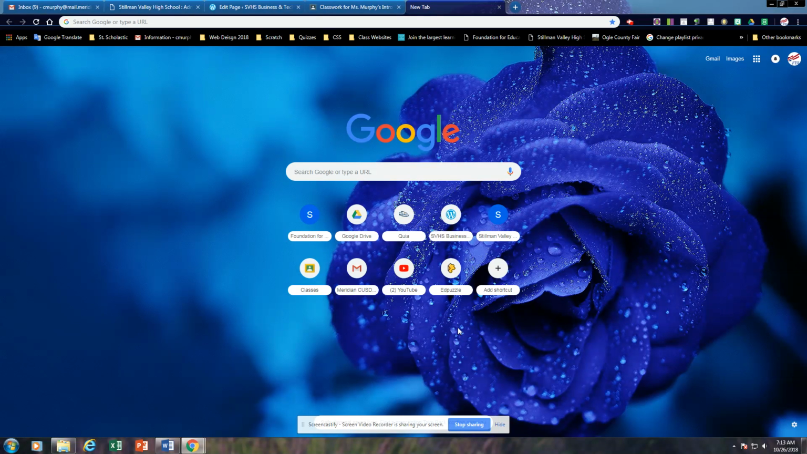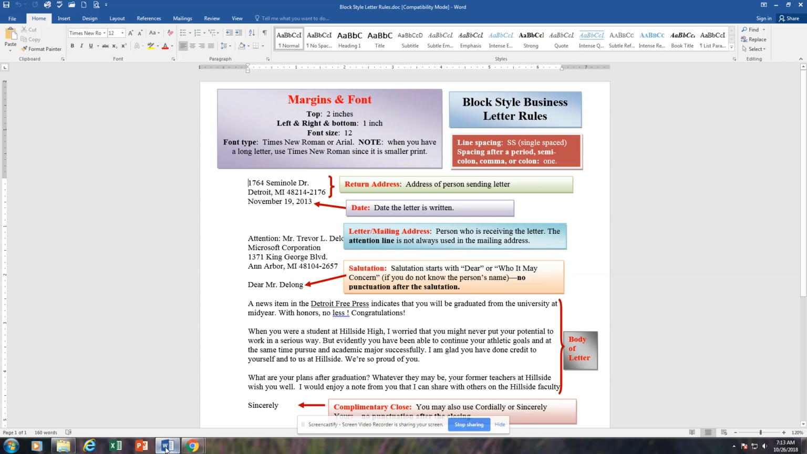Exploring Microsoft. The first step in this process will be to learn how to format a block style professional letter. A block style professional letter is what you use to send out for resumes, and what businesses will send out to clients. There is a standard way to set up the block style letter, so I'm going to walk through that with you right now.